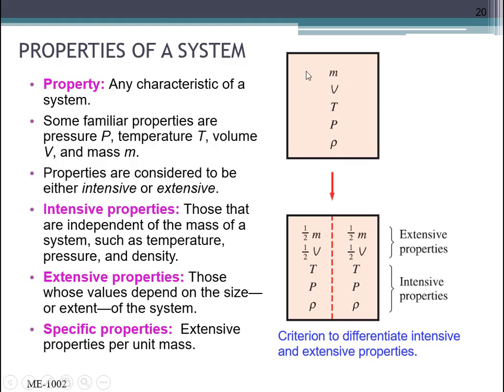So these are properties, and these are physical quantities which define the system. Moving ahead. There are two different types of properties: one is intensive properties and one is extensive properties.